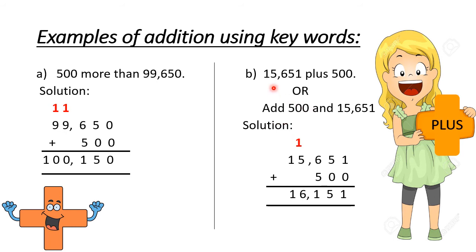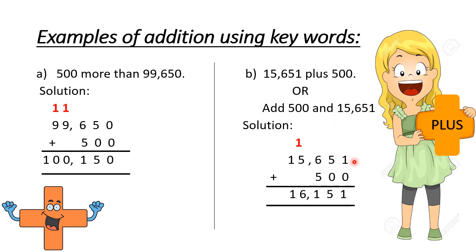For example, the question may be given to you: 15,651 plus 500. Plus means, you know, plus. Or this question can be given to you like this: add 500 and 15,651. By these keywords, plus and add, you can identify that this question belongs to addition, and we have to add these two given numbers.